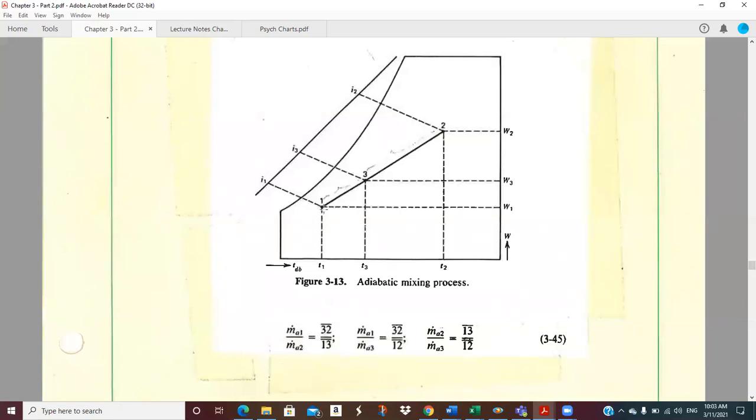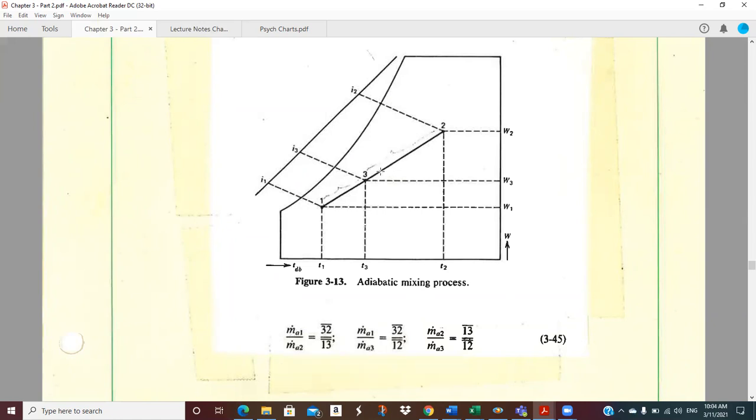Well, when you're doing this on a psych chart, you put these dots on here, draw this line, get your ruler out, and measure the length of line segment 1 to 2. Let's say it's 4 inches, just to have some easy numbers. So you measure 4 inches. If these were each the same mass flow, then this ratio is going to be 0.5. And when I take the length of line segment 1 to 2 times 0.5, if that's 4 inches, half of it is 2 inches, and that tells me that line segment 3 to 2 going this way is 2 inches.